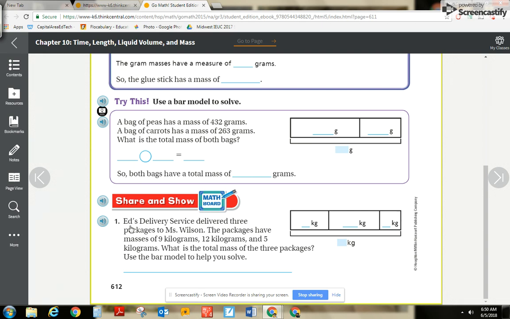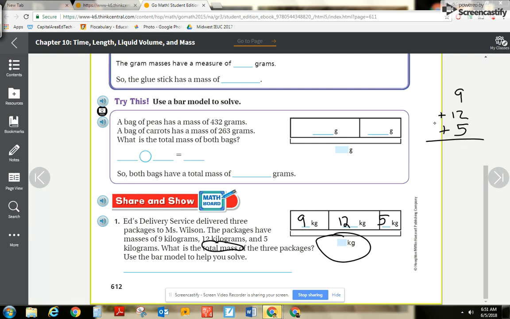All right, so you're back. It says Ed's delivery service delivered 3 packages to Mrs. Wilson. The packages have masses of 9 kilograms, 12 kilograms, and 5 kilograms. What is the total mass of the 3 packages? So I'm finding total mass, and I have 9, I have 12, and I have 5 here. I don't know this total. So my equation is going to be 9 plus 12 plus 5. So I got to put these 3 numbers together.